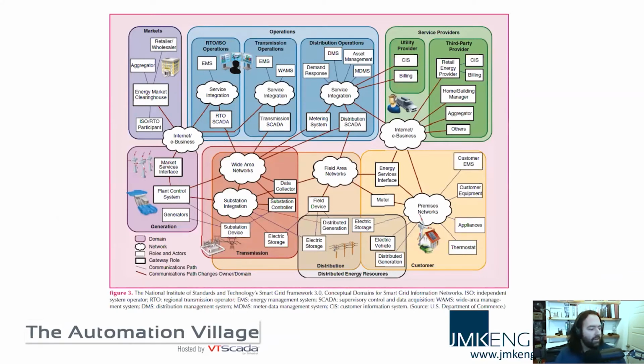This is a figure from NIST, the National Institute of Standards and Technology, showing the conceptual domains for a smart grid network. So, the different groups of people that are heavily involved: we have our generation group, transmission, distribution, customer, and operations. We're going to focus a lot on generation, transmission, distribution, and then the operations up here.